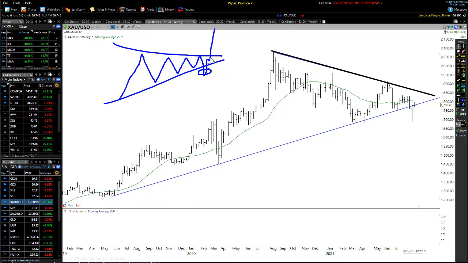Sometimes it'll give you a false breakout and then the other side is a big move. So right now we could be creating that. This point through here could be that false breakout, and if we do, especially if we start to get back above this resistance level here, now this is probably going to take another few weeks, maybe a month to generate, guys, because we're looking at a weekly chart here.